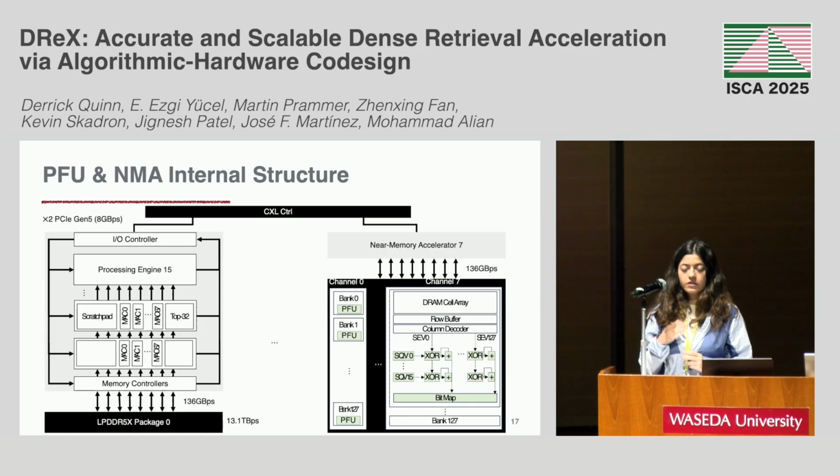In this slide, you can see the more detailed internal structure of the PFU and NMA. The PFU is on the right and the NMA is on the left. I'm going to skip this part for now, but you can find a more detailed explanation in the paper.